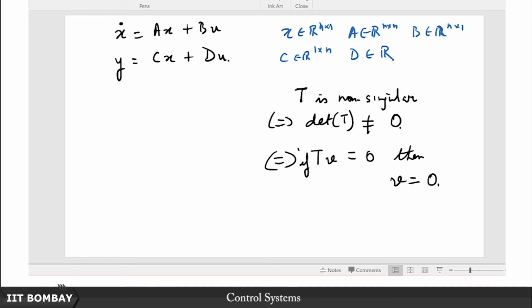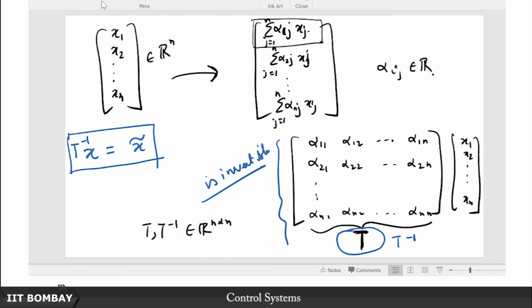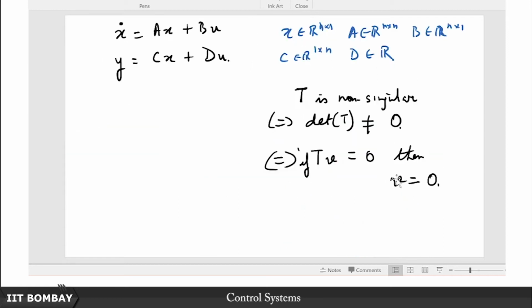In other words, if you take the columns of this T matrix, this is column 1, this is column 2, this is the nth column. These columns are all n-tuples, all vectors in n-dimensional Euclidean space. If you take the linear combination of these columns, that is what you are doing when you take T times V.